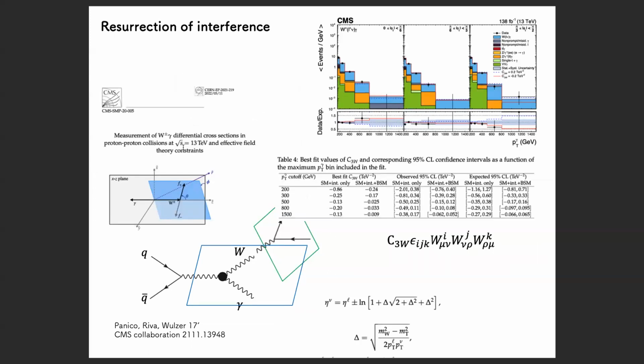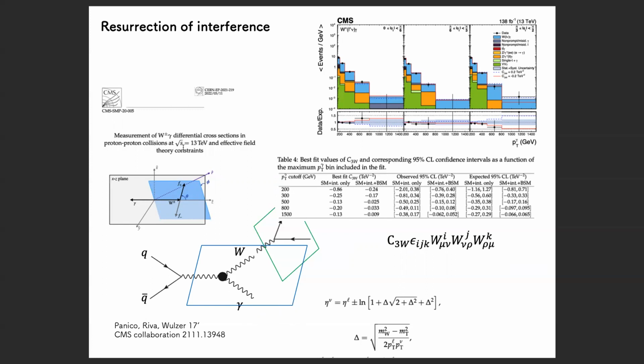And this is like the CMS analysis applied to the inverse phantom band. They use the PT of this gamma to put the cut, and then the W decays leptonically. With the neutrino, you lose the longitudinal component, but you can solve the neutrino equations with the constraint because the W mass is known. You can recover the eta of the neutrino.